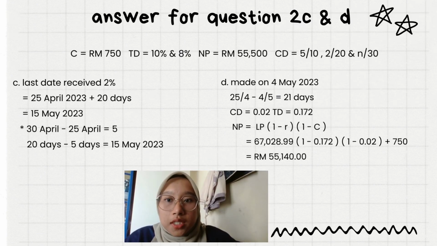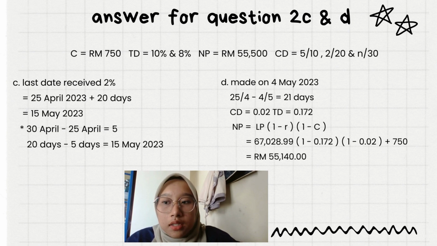Next, for question C, calculate the last date to receive the 2% cash discount. So 25 April 2023 plus 20 days equals 15 May 2023. And the last question, D, is calculate the amount paid if full payment is made on 4 May 2023. So 25 April to 4 May is 21 days.